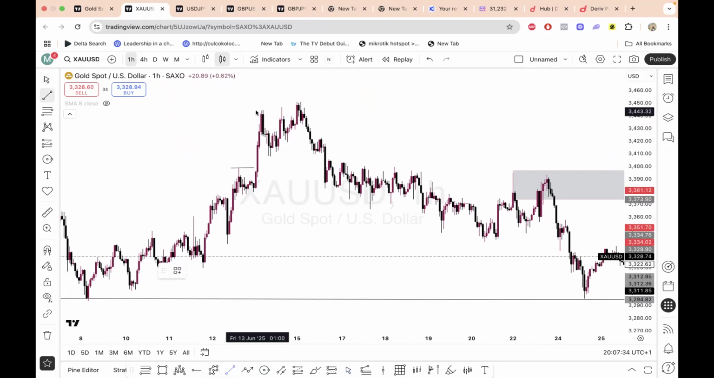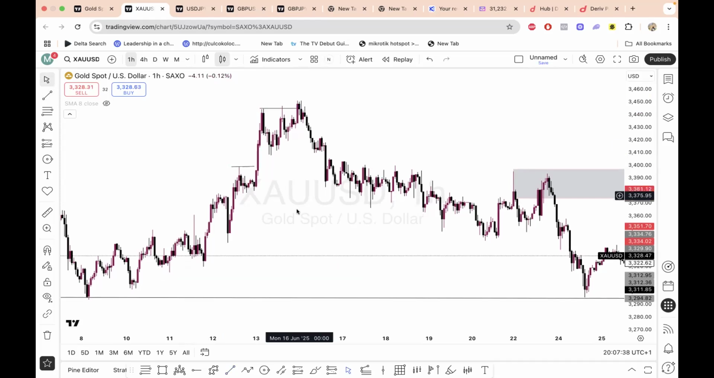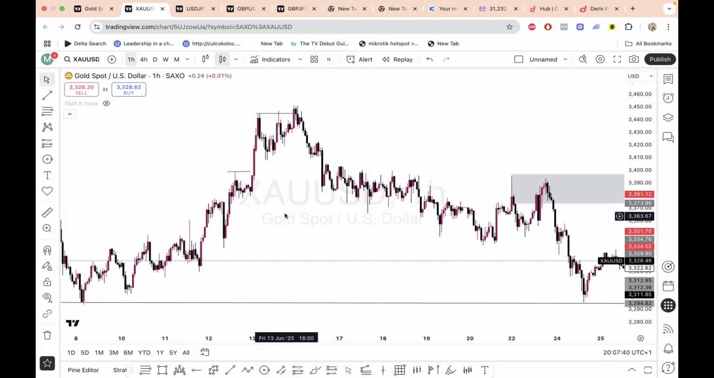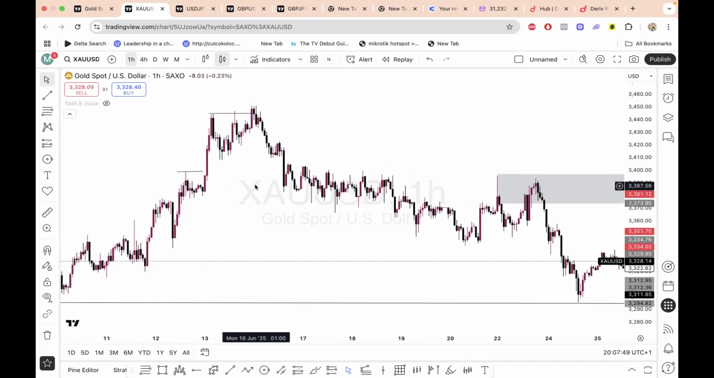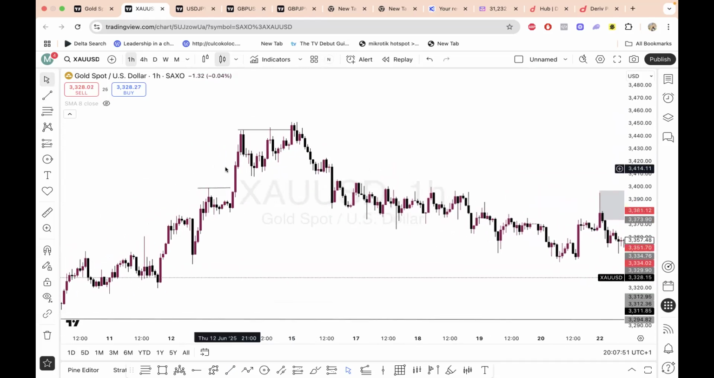Now I want to ask a question. This pullback, was it more than 50% of this move? Use your eyes and eyeball it. This pullback you are seeing here, was it up to 50%? No, it wasn't.